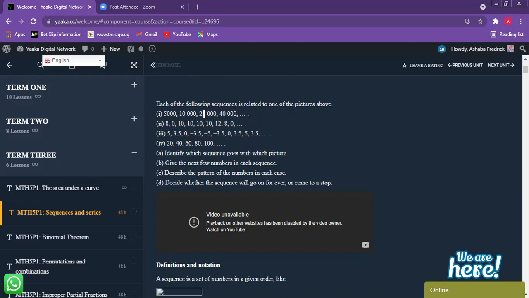But the most appropriate one would be that to get 10,000 we multiply 5,000 by 2. Then 10,000 we multiply by 2 to get 20,000. Then 20,000 we multiply by 2 to get 40,000. So to get the next number, we multiply 40,000 by 2, and that will give us 80,000.